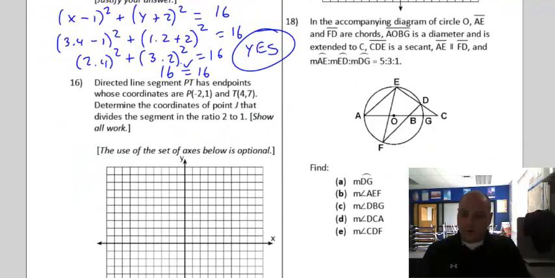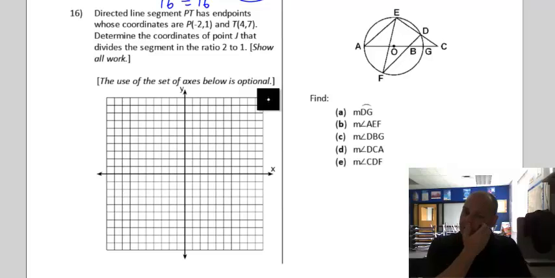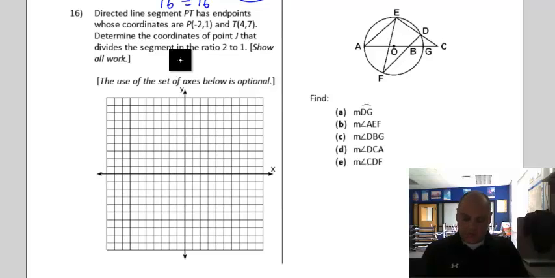All right. A few more here real quick. Directed line segment PT has endpoints whose coordinates are P, -2, 1, and T, 4, 7. Determine the coordinates of point J that divides the segment in a ratio of 2 to 1. All right, so -2, 1 and 4, 7.